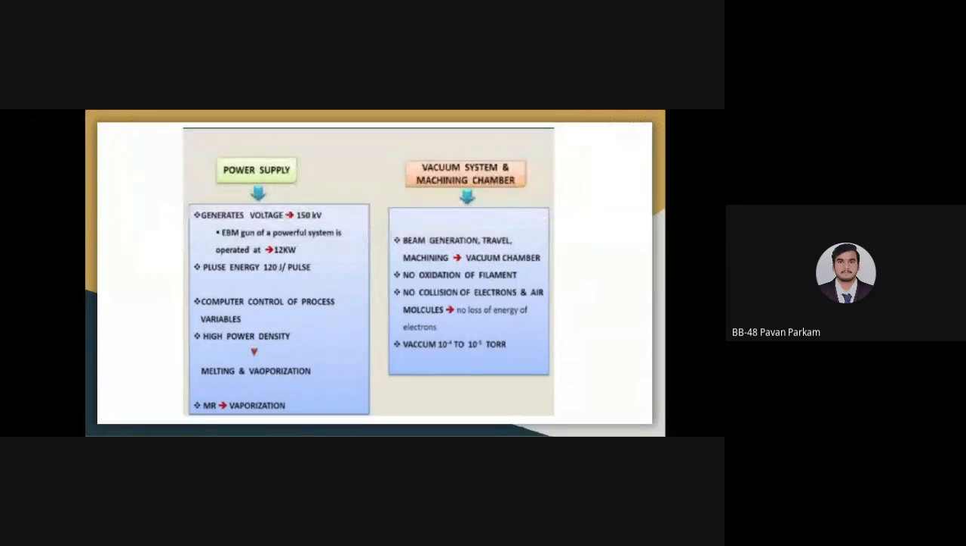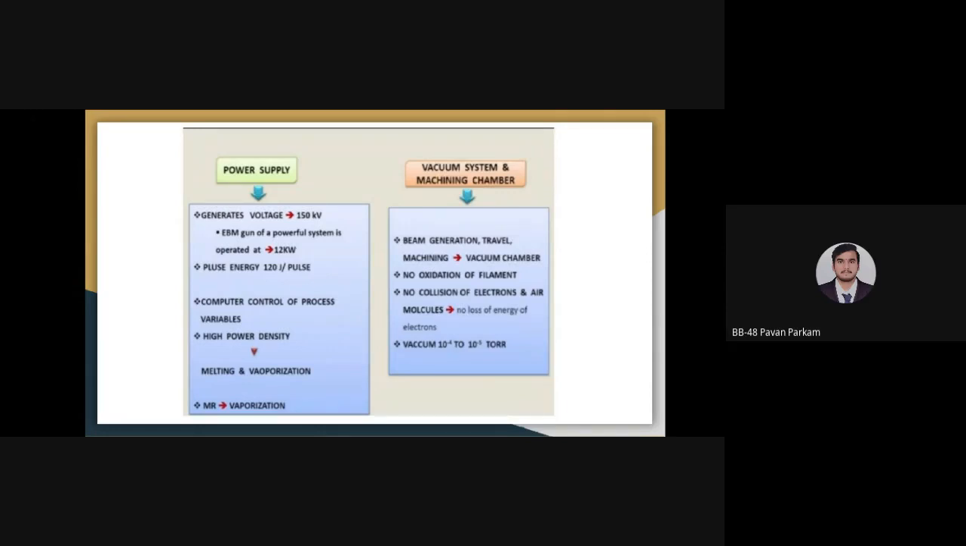So this electron beam machining gun is a powerful system. It operates at 12 kilowatt, with pulse energy as high as 120 joule per pulse. That power can be generated from this electron beam machining gun. Computer control of the process variables is possible, so all these parameters are controlled by the computer.